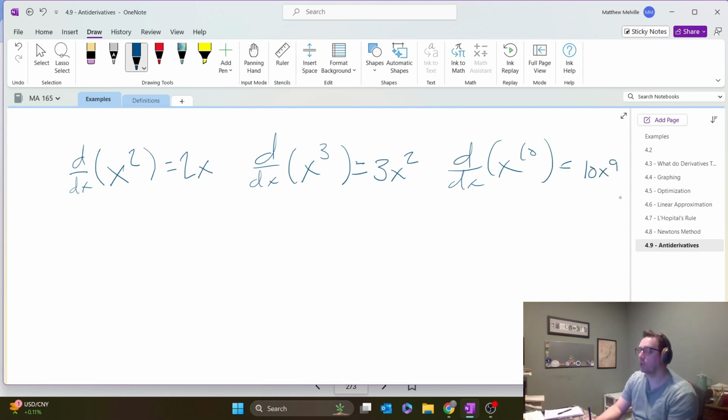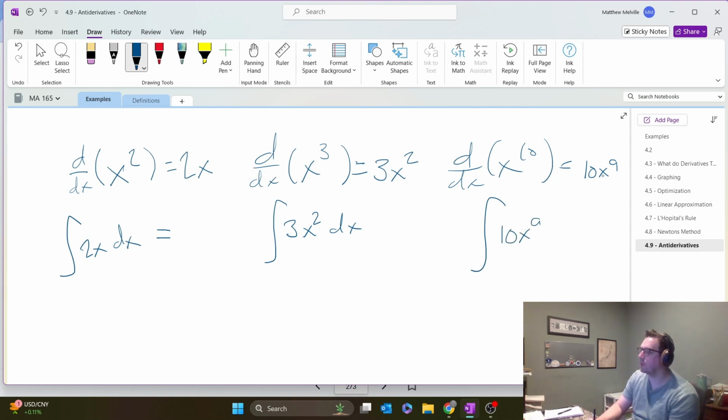I'm feeling really good about derivatives right now. I'm feeling like I'm a champion. But then I see something that looks like this, the antiderivative of 2x dx. And you know, oh, well, I'm just learning this, I'm going to work backwards, right? The antiderivative of 3x squared dx, or the antiderivative of 10x to the 9th dx.